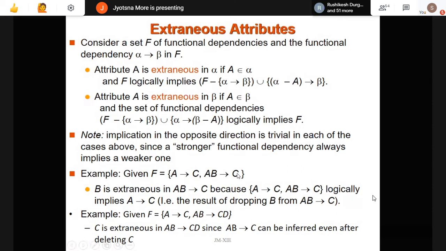Okay, so now here B is extraneous in AB determines C, because A determines C and this logically implies A determines C, that is the result of dropping B from AB determines C. If I am dropping B from here, I'll get A determines C only. And suppose for example, again I'll just copy this.